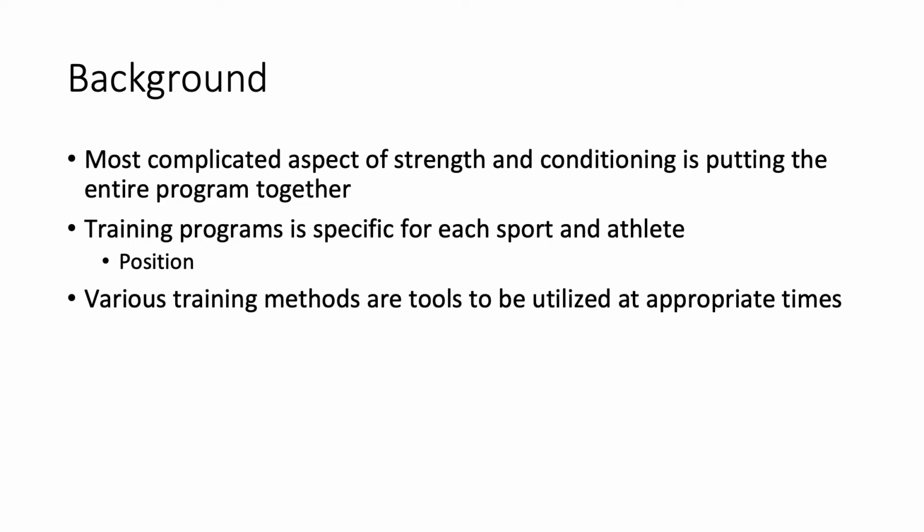Probably the most complicated aspect of strength and conditioning is putting the entire program together, as you have to not only program for resistance training, but also anaerobic endurance, speed and agility, plyometrics, and balance and stability. Remember that the very core when creating a program for an athlete is that it is specific to their sport and the position that they play. So you wouldn't create the same program for an offensive lineman as you would for a wide receiver. Since there are many training methods that exist, these examples throughout the lecture should act as tools to be utilized at the appropriate times to optimize the athlete's performance.